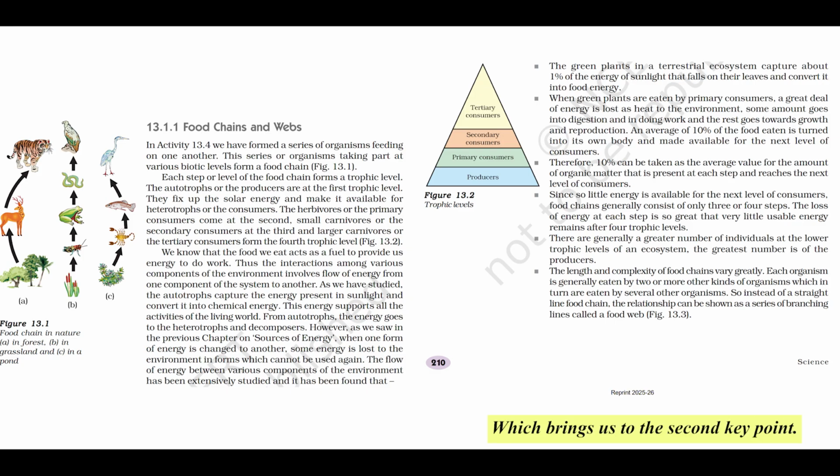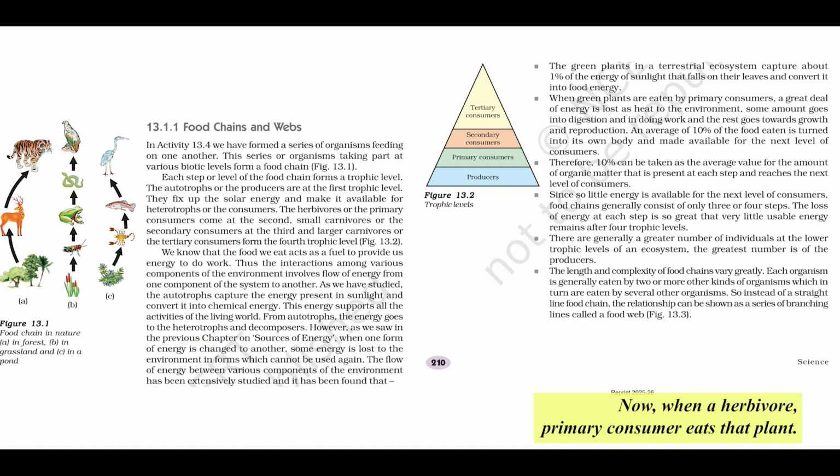Which brings us to the second key point, the famous 10% law. This describes the energy loss at each transfer. The numbers are important here. Green plants, the producers, they only capture about 1% of the sunlight energy that actually hits their leaves and turn it into food energy. Just 1%. Wow, only 1% of the available sunlight. That seems low. It is, but that 1% powers almost all life.